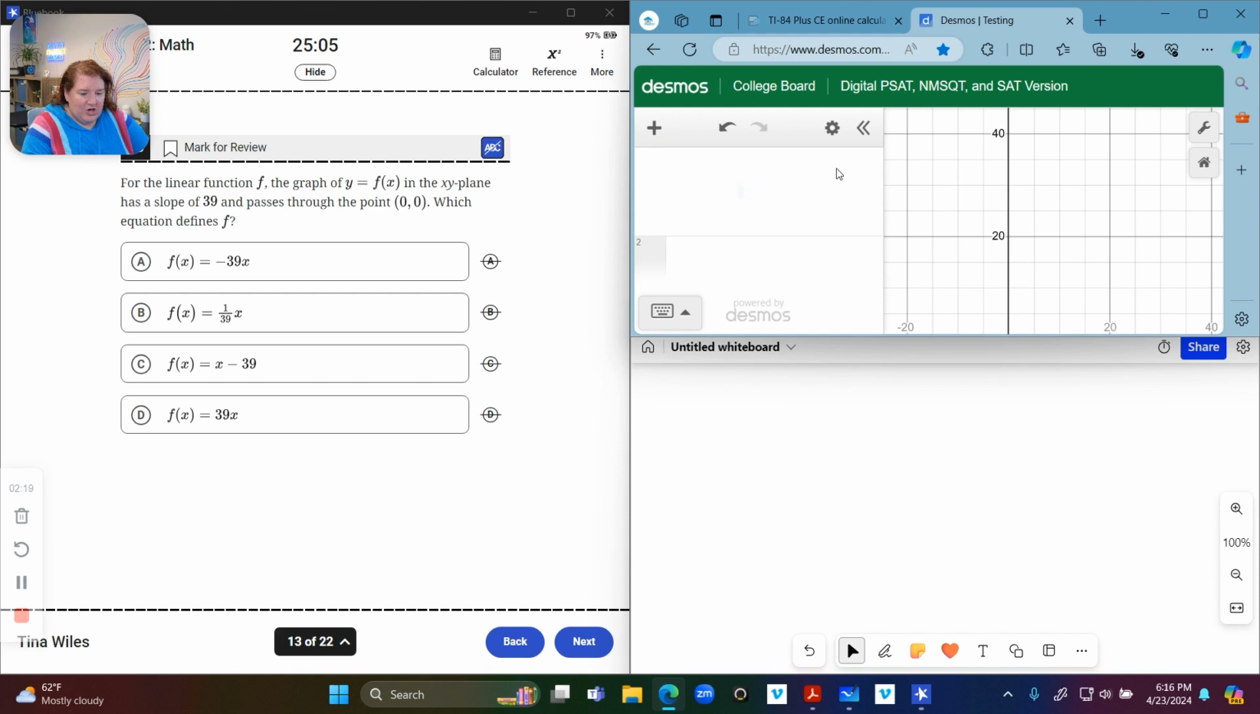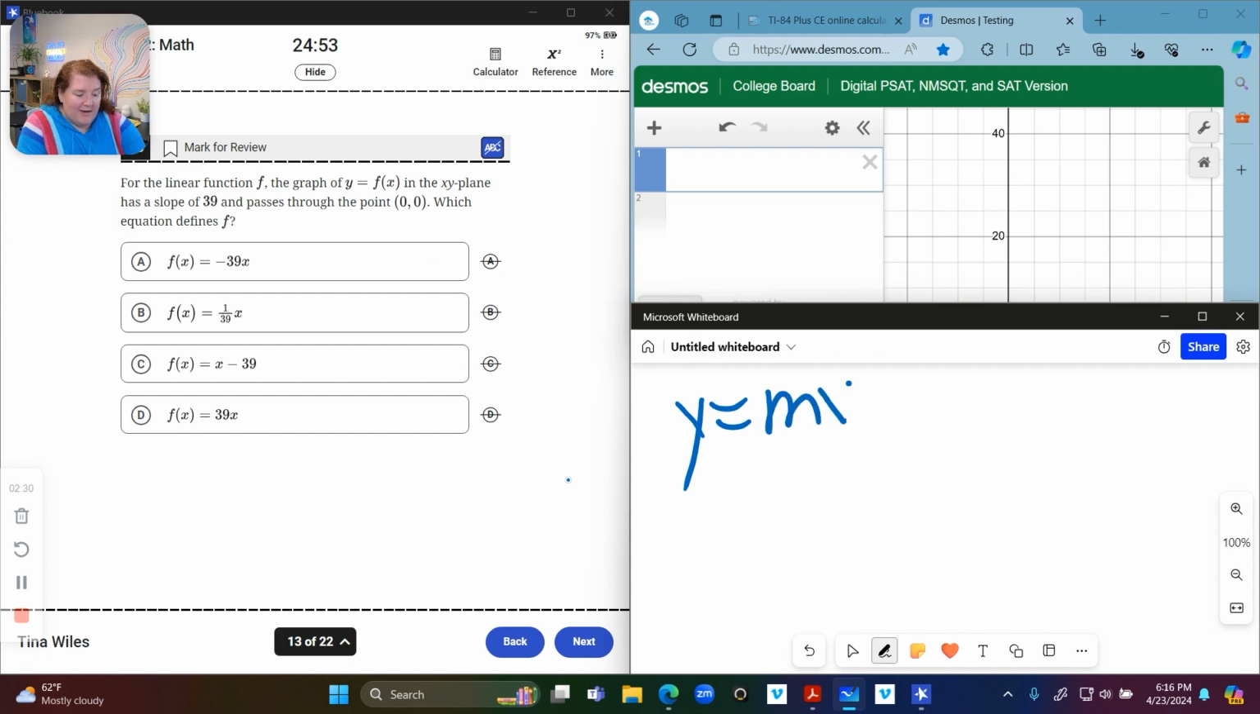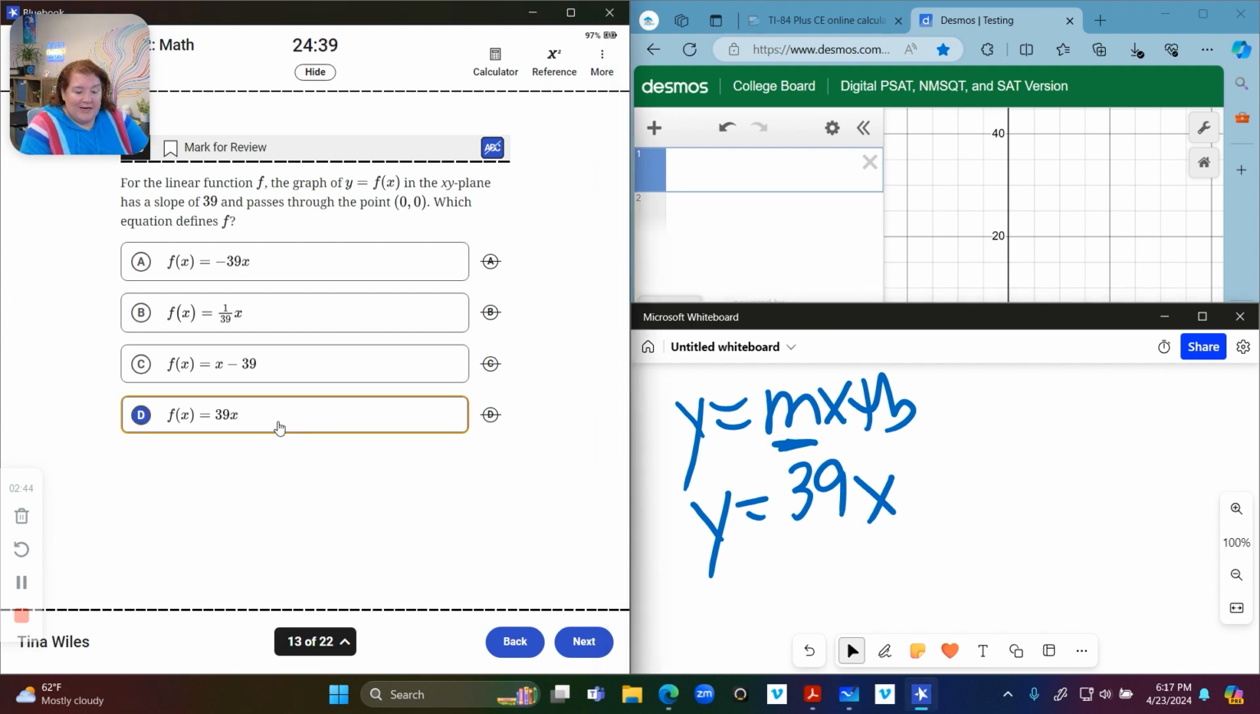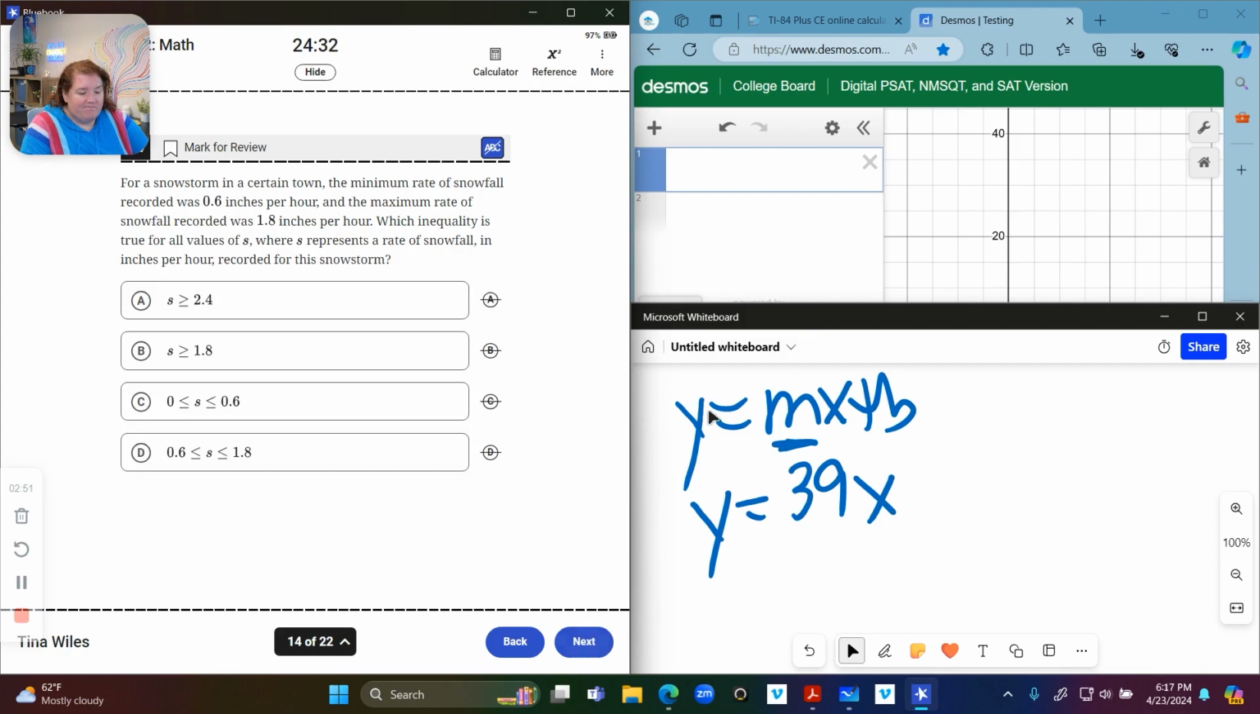For the linear function f, the graph y = f(x) in the xy-plane has a slope of 39 and passes through the point (0, 0). So if you think about y = mx + b, the m is the slope. So they're saying that this is 39 and the y-intercept, the plus b part, is actually 0. So y = 39x is the correct answer. You could also graph it and you'll see it goes through the point (0, 0).